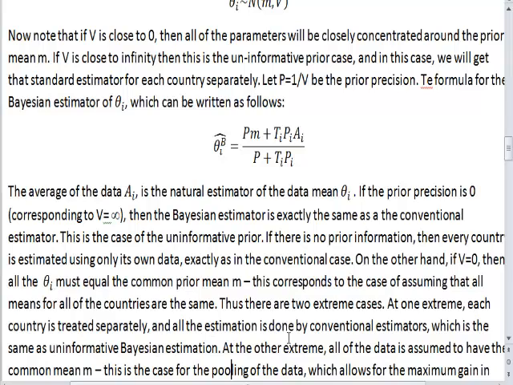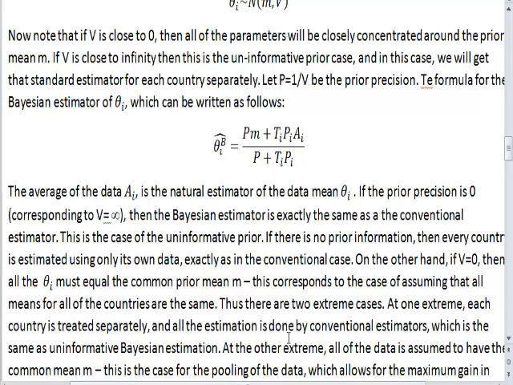Now, if P on the other hand is large, the prior precision is large, if all of the theta are concentrated in a small neighborhood around the prior mean M, then you will put a lot of weight on that prior mean. So actually then you will not use the country data so much, and you will use the other country data in order to estimate the mean, which is exactly what we do. If all the means are the same, then we use all of the data from all of the countries to estimate the mean. So this is sort of a balance between the two.